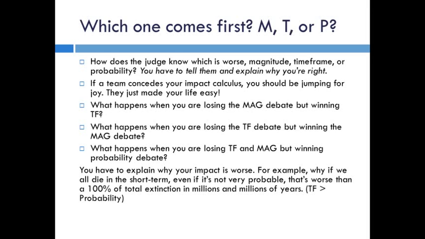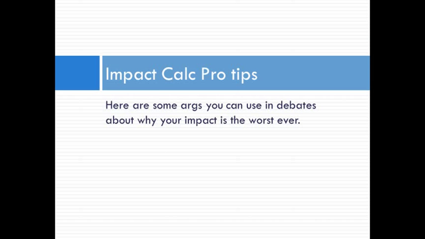For example, if we all die in the short term, even if it's not very probable, that might still be worse than a 100% chance of total extinction in millions and millions of years. So that's where time frame, short-term extinction, outweighs probability, 100% extinction in a million years. So you have to make these claims about why winning certain parts of the impact debate is better or worse than winning other parts. So here are some impact calc pro tips.